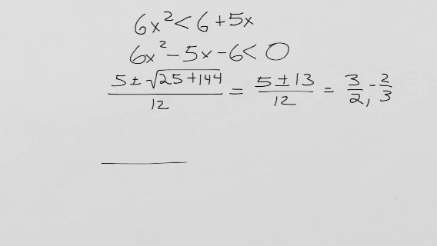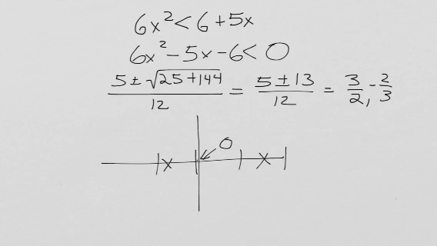So the question then is, where is this less than 0? So we have this number line where we have 3/2 up here, and we have negative 2/3 there. So between these two values, it's either going to be above or below, and whichever one it is, the areas outside of the x's, it's going to be the opposite. So let's test this value here at 0 and see whether it's above or below.